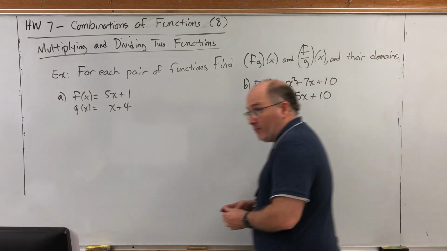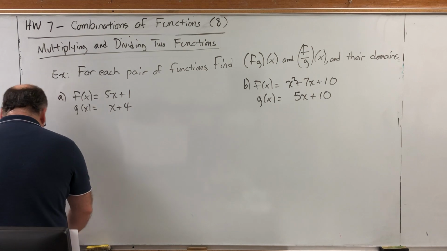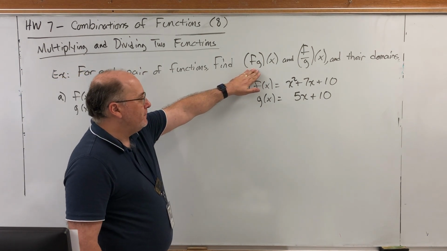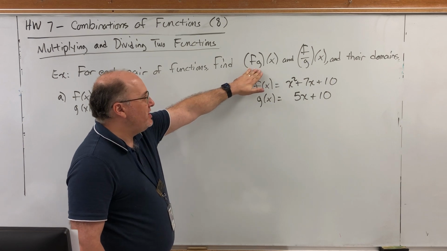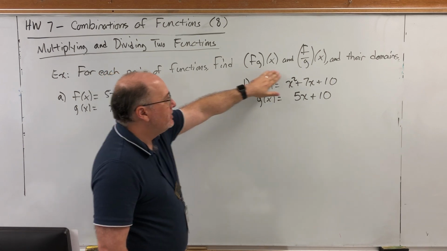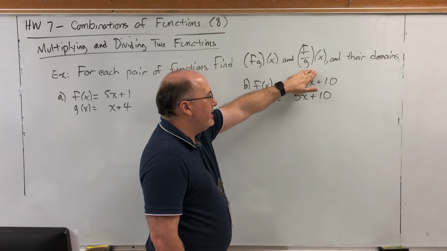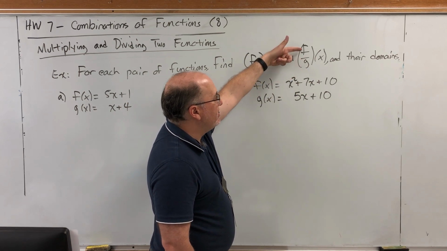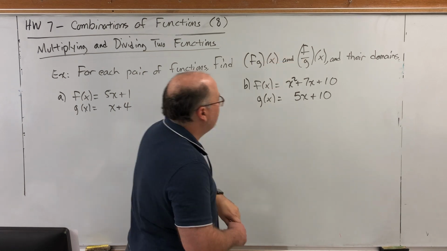A couple of comments before we jump into these two examples. Number one, to write the product of two functions, we'll just say fg, which means f times g. And to write the quotient, aka division problem of two functions, we'll write it as a fraction f over g.